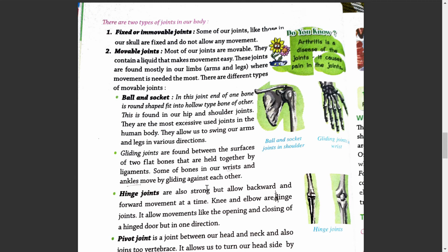These joints are found between the flat bones. If you feel your lower arm, you can feel the flat area there. They are held between the flat bones with the help of ligaments, and some bones in our wrist and ankles move by gliding against each other. So it allows your hand movement in all directions. This is the gliding joint.